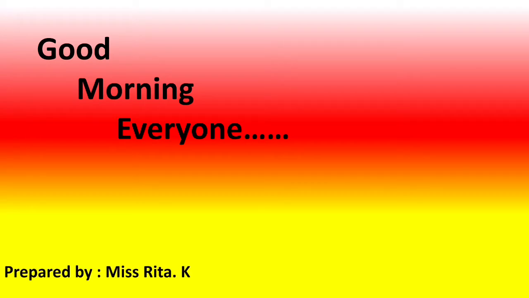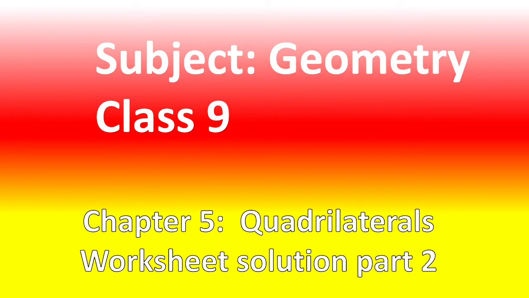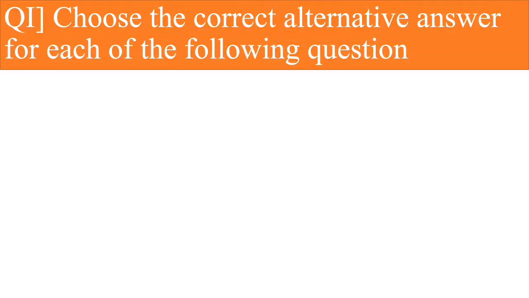Miss Rita here. Children, today in geometry of class 9, we are going to solve the worksheet part 2 of lesson number 5, quadrilaterals. Children, in your worksheet, first of all you have to write your name, division and roll number and today's date. In your worksheet, question number 1 is given. Choose the correct alternative answer for each of the following questions.